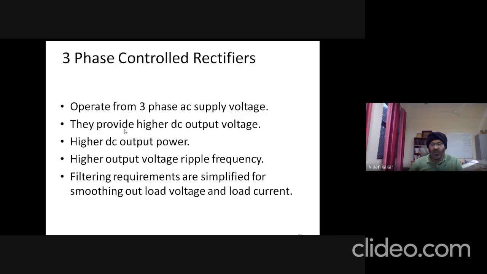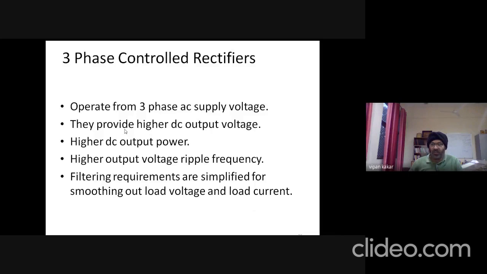And why do we go for three-phase rectifiers? The reason is that they give us a higher value of DC output. And if we get a higher DC output voltage, we also get a higher DC output power, meaning a high power rating at the output. We can operate higher voltage or higher power rating machines at the output.